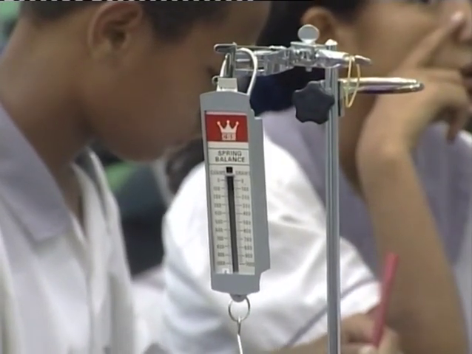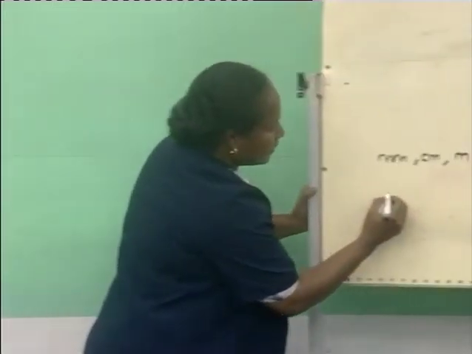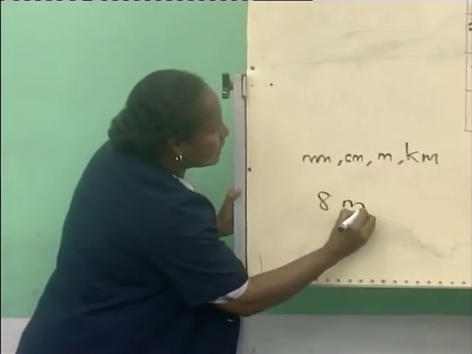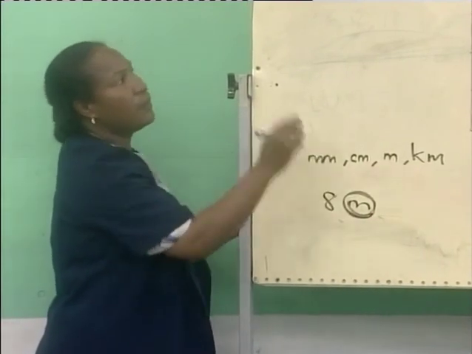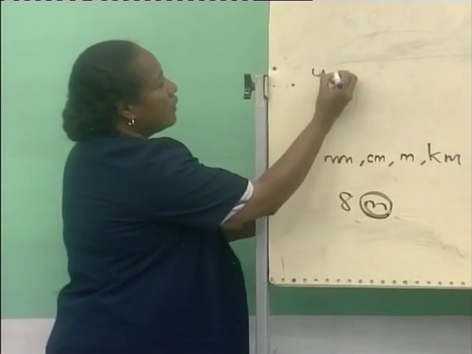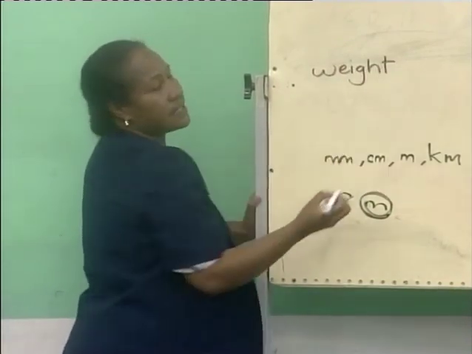Anyone's got the answer? When I say find the length of the classroom, you will say it's maybe, let's say, 8 meters. And the unit is meters. For example, if you say it's 8 meters, then this is the unit. What about weight? What is the unit? Or what are the units in weight?